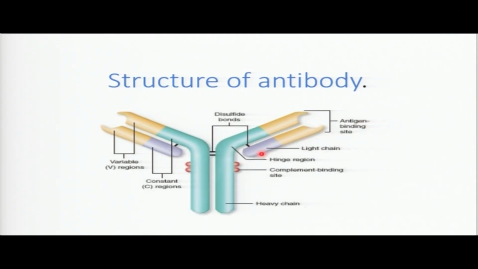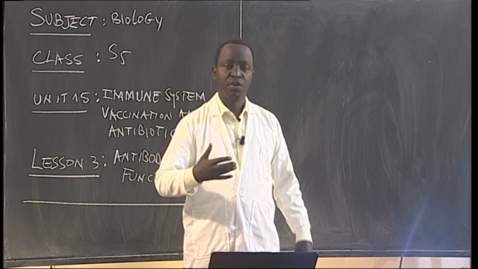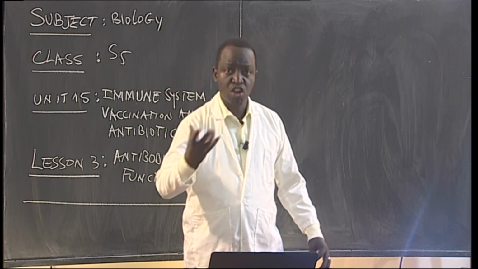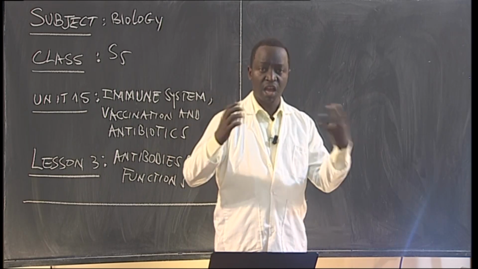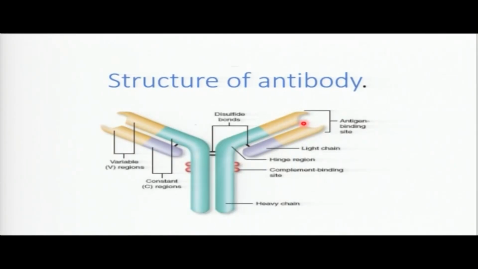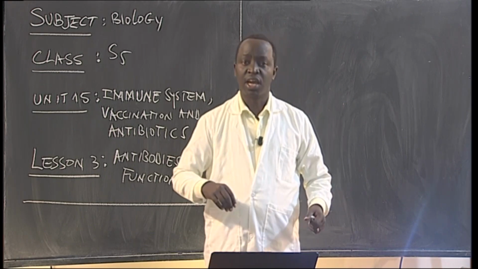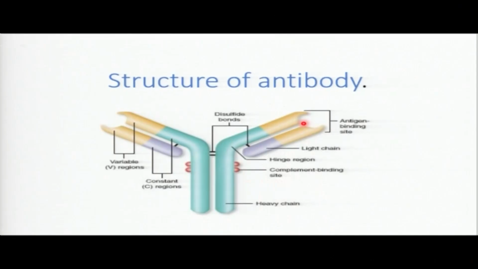Are we together? Now, we have this region from here to here, and even here to here. Those are constant regions. They are not changing. But the yellow color regions do change. They are called variable regions. They can vary according to the antigens that are coming to attach here. So this binding site can change in order to bind with the antigens.